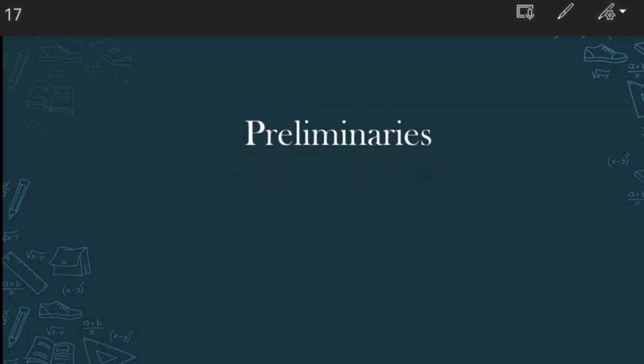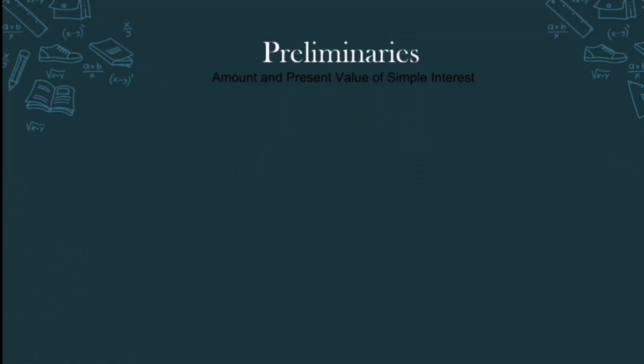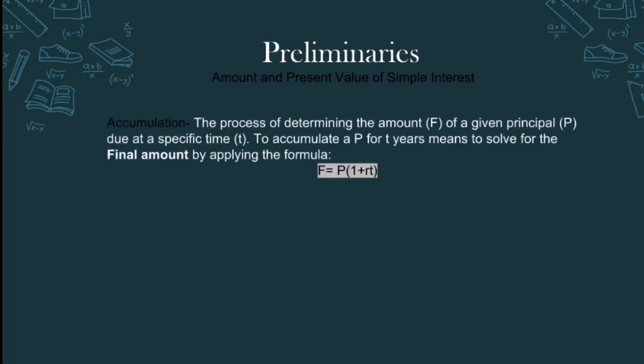First, in our preliminaries, our topic is about amount and present value of simple interest. Accumulation is the process of determining the amount of a given principal due at a specific time. To accumulate P for T years means to solve for the final amount by applying the formula. So here is our formula to get the final amount of a simple interest: F equals P multiplied by 1 plus RT.